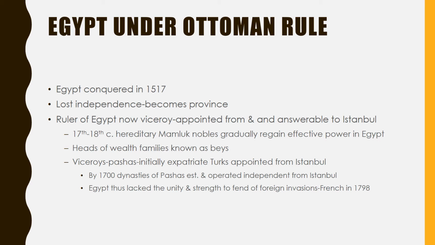Egypt thus lacked the unity and the strength to fend off foreign invasions that are going to be coming in the future, specifically starting with the French under Napoleon in 1498, and continuing into the 19th century and the eventual partitioning of Africa.